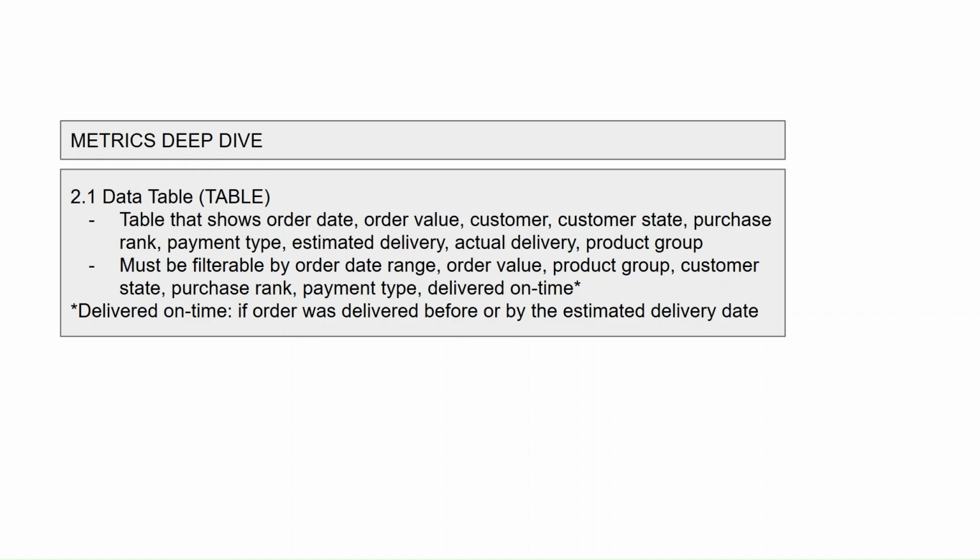Once again, this must be filterable by order date range, order value, product group, customer state, purchase rank, payment type, and delivered on time, yes or no. So I put an asterisk here because this is a metric that I just defined. And delivered on time is defined as if an order was delivered before or by the estimated delivery date. So we'll have to compare the actual delivery date with the estimated delivery date.